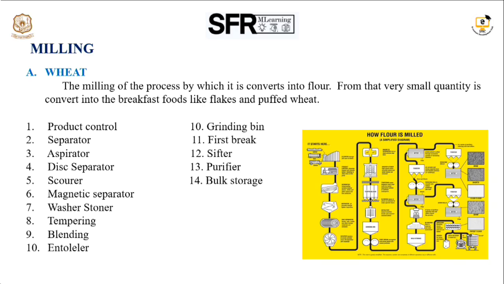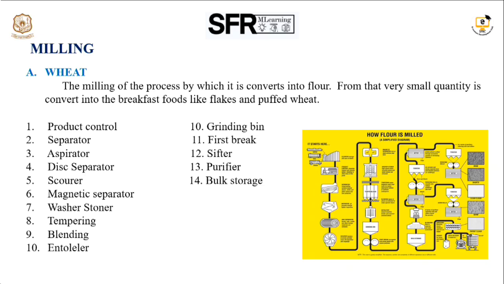After that comes the blending process. In the blending process, different grades of wheat are introduced and blended. After that, it goes to the end solar, where any remaining dust particles are removed.